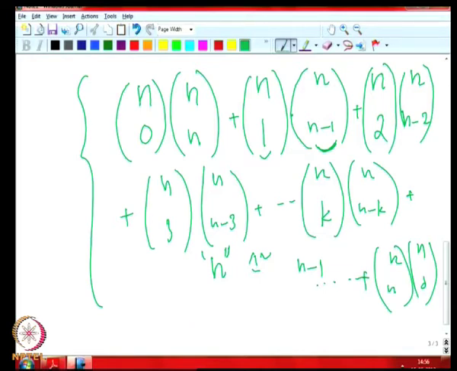Because when I say the first n are men and the remaining n are women, any n subset you make out of this should contain some women and some men. The number of men can be 0, 1, 2, 3, up to n possible ways. For each such selection, say for n choose k, k men are selected, you have to get the remaining n minus k females. So, n choose n minus k possible.